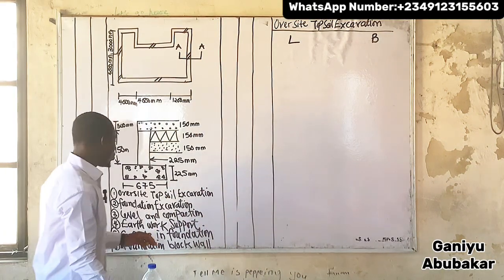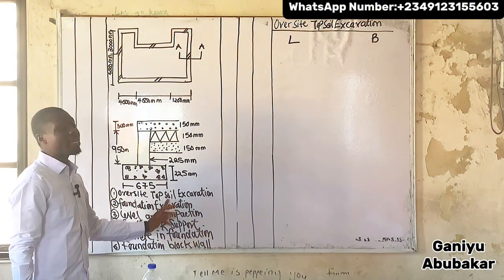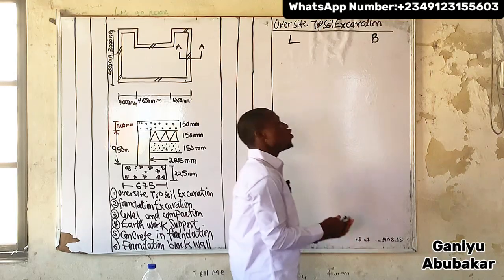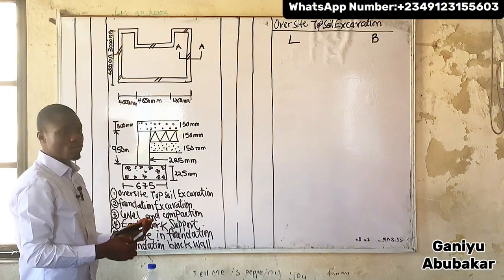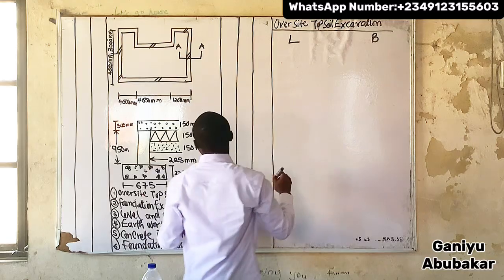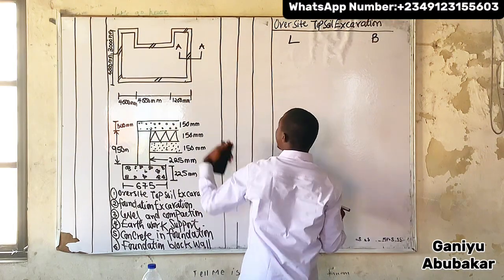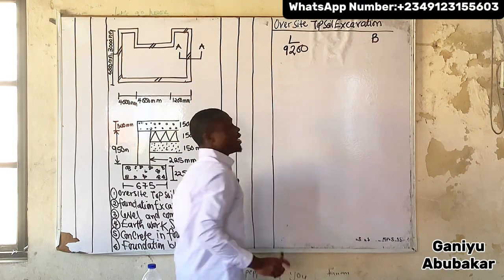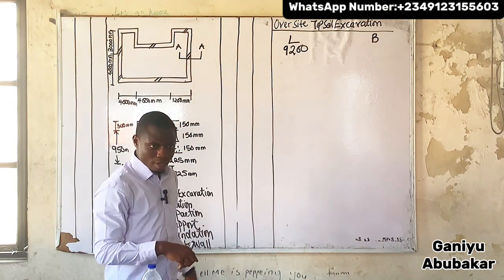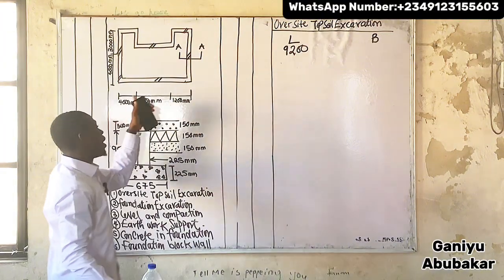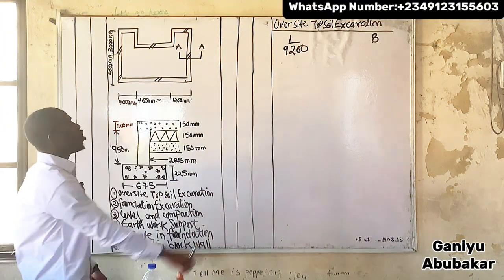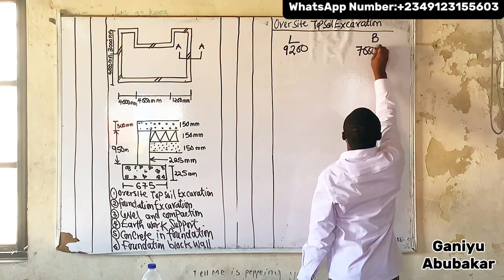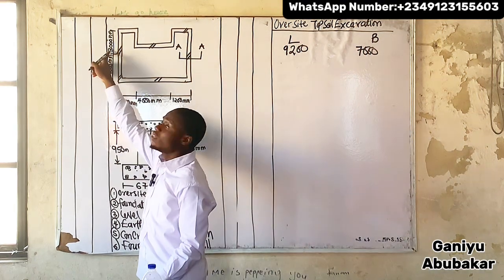So look up please. For oversite topsoil excavation, your first task is to write out the length and the breadth. What is the entire length of this figure here? 4 is 8, with 1, that's 9, that's 9,200 is my entire length. Am I correct? Yes. Everything together, please. What's my breadth? 7,000. How? 4,000 with 3,000.